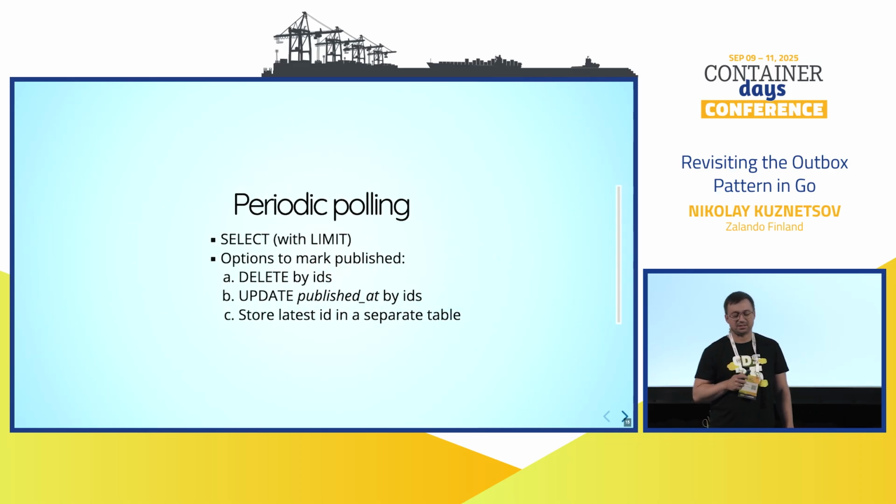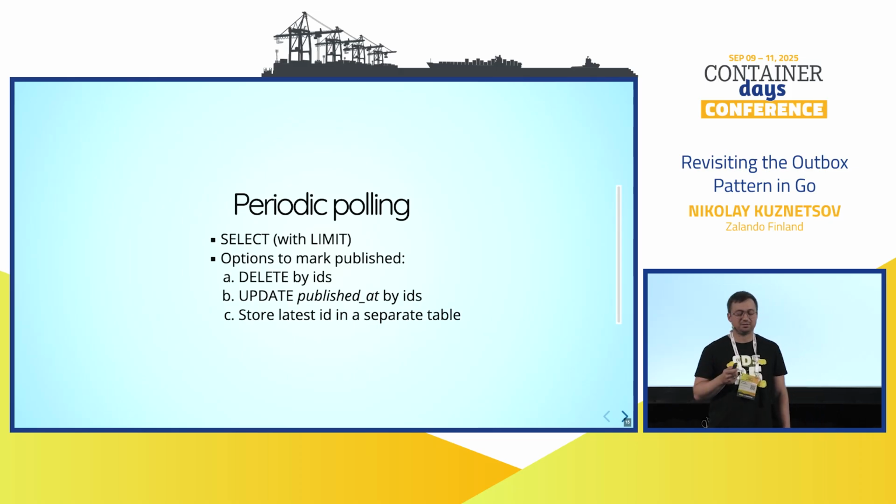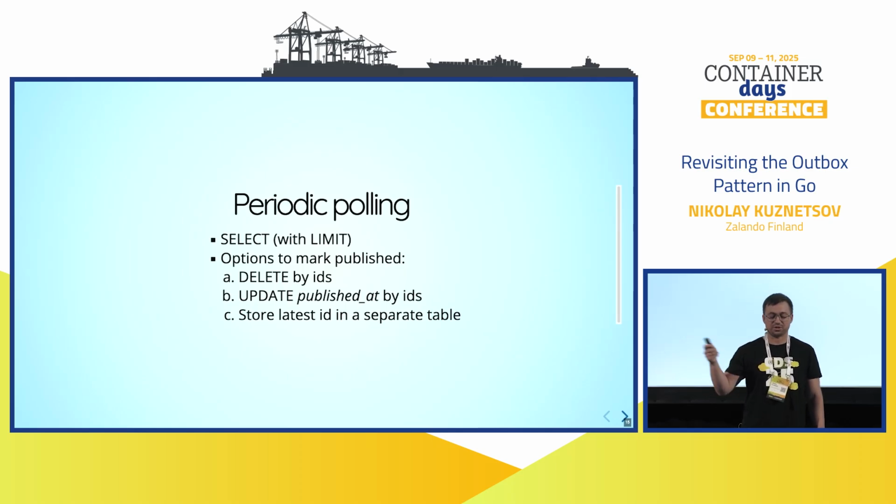So we can do periodic polling. We select, and then after the publication, we need a way to mark those messages as published. We can either delete them, or maybe we can introduce an additional field and update that field when we publish them. There is a more sophisticated, more efficient approach. We store the latest ID in a separate table per consumer of the message.